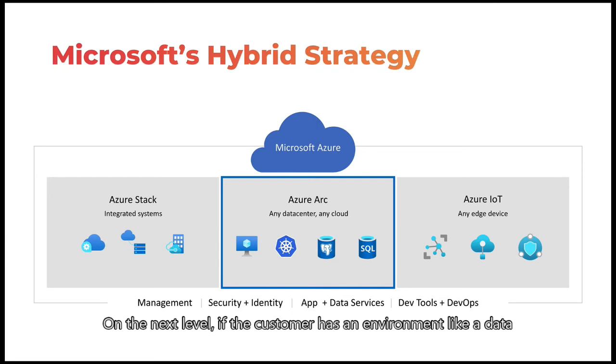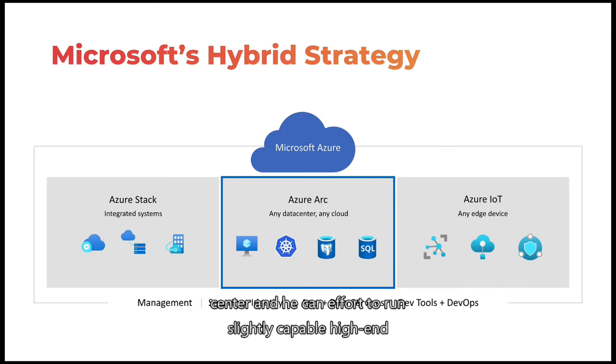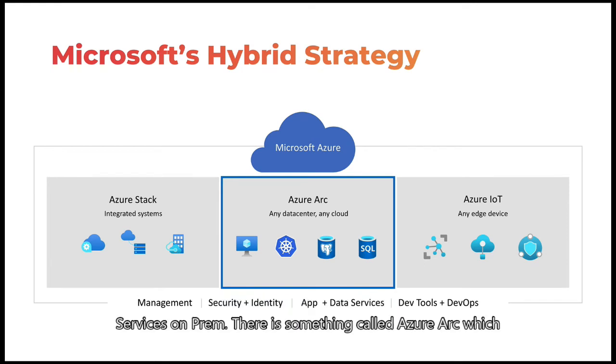On the next level, if the customer has an environment like a data center and can afford to run slightly more capable, high-end appliances, they can go for Azure Stack Edge, the hyperconverged infrastructure, or even Azure Stack Hub, and deploy some of the products from the Azure Stack family. Now, in between Azure IoT Edge, which is aligned with devices and industrial scenarios, and Azure Stack, which is running Azure services on-prem, there is something called Azure Arc, which is the focus of today's session.